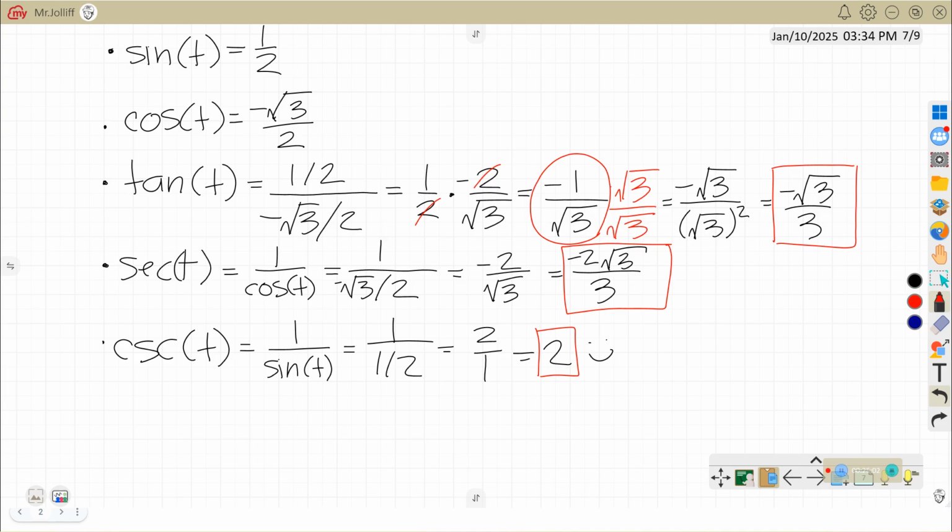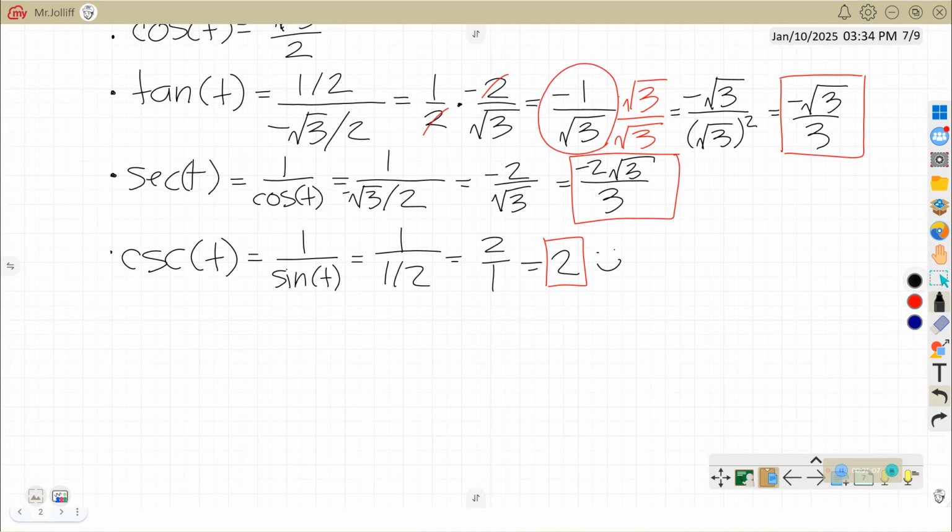Are we ready? One more. Last one is cotangent. Cotangent is the reciprocal of tangent, which we already have. And I could use the answer that we boxed, negative root 3 over 3. But if I flip this fraction upside down, it puts a radical in the bottom, which I don't want. That's why I circled the unrationalized guy.